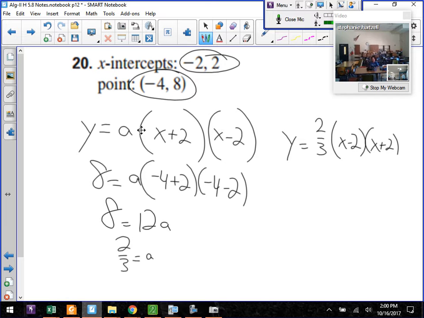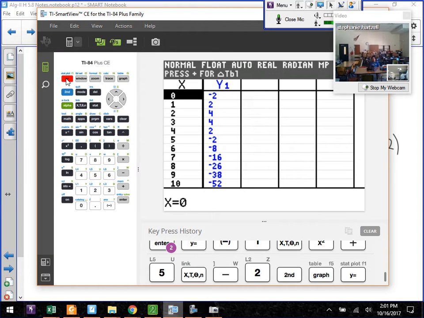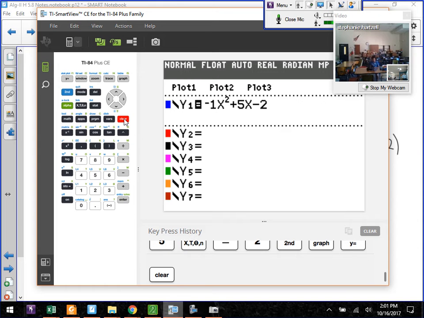Now, what's nice is that with these problems, did you know that you could have checked any single one of them to see if you were right? How? Use your calculator. For most of these problems, you can easily go to your calculator. And what I would do is go to my y equals, because what we're doing is creating a quadratic.